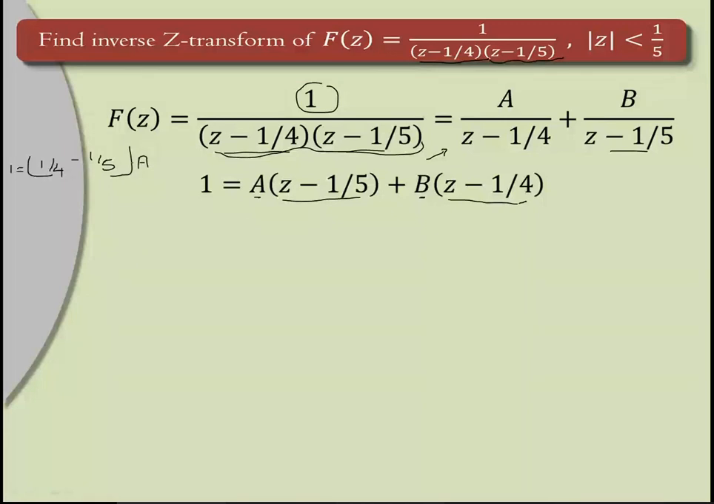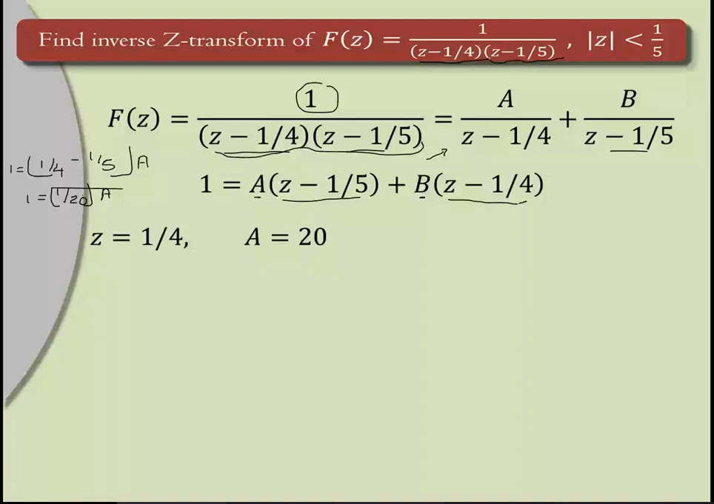Now what is 1 by 4 minus 1 by 5? It will be (5 minus 4) divided by 20. So 1 will be, 5 minus 4 is 1, 1 by 20 into A. And take 20 to the other side, it gives us A. So A will be 20.